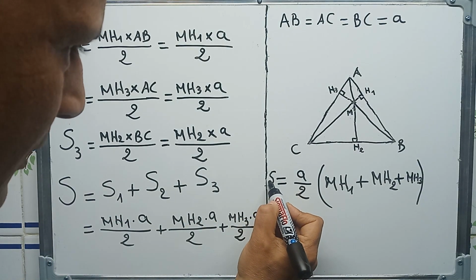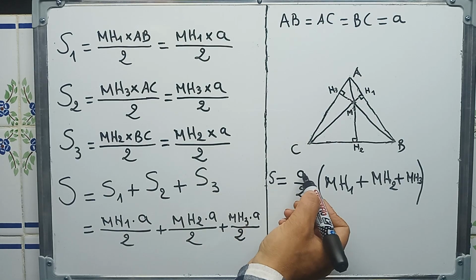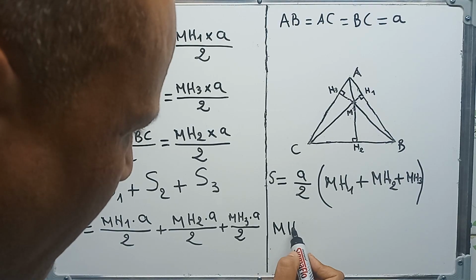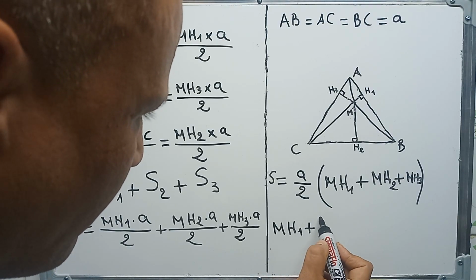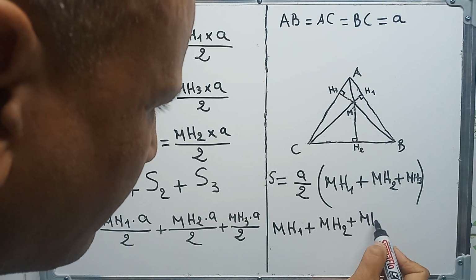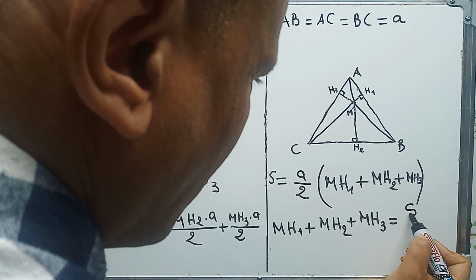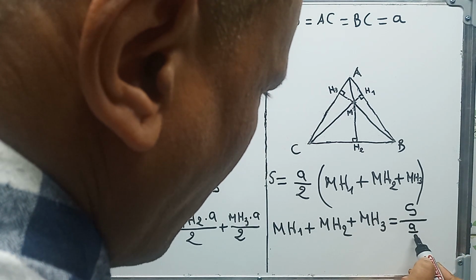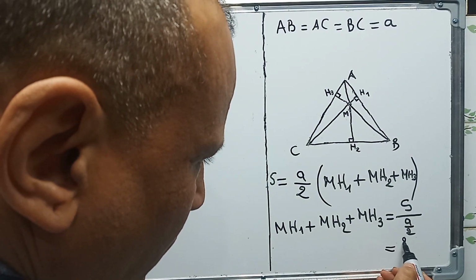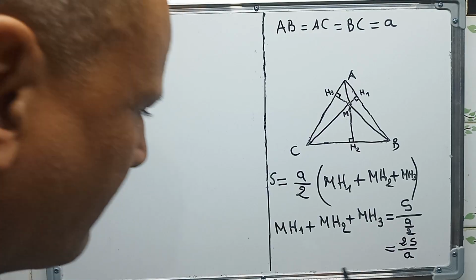Now we have our sum and we have S on the other side. We have here S. So by dividing S by A over 2, we will get our sum MH1 plus MH2 plus MH3 is equal to S over A over 2, which is equal to 2 times S over A.